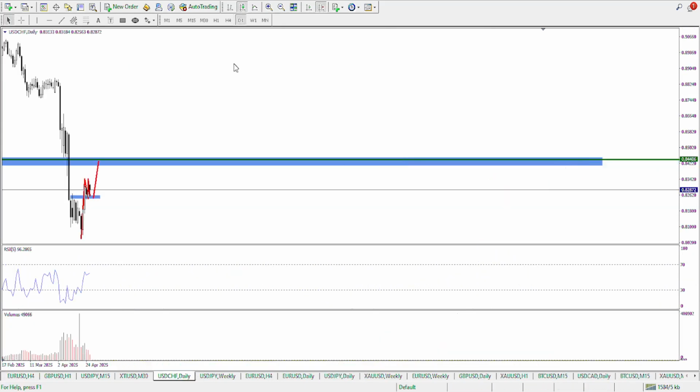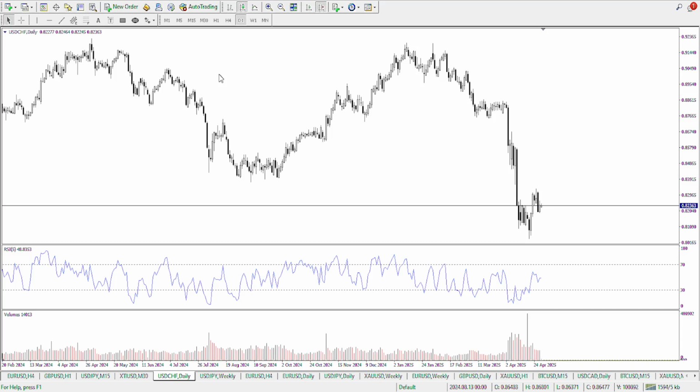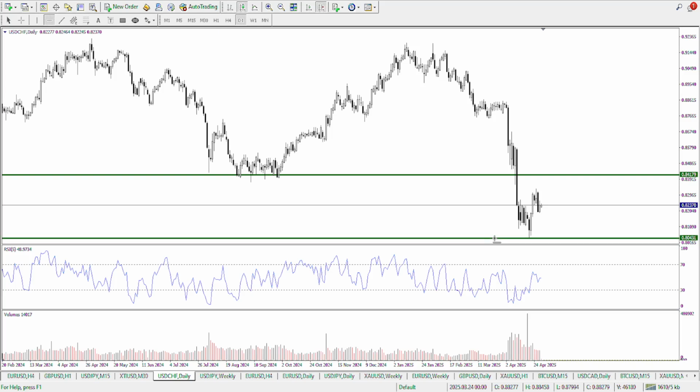Dollar CHF, let's have a look at it on the daily time frame. Let's delete everything. And as per my previous plan, what did I say? That this level is broken, and when price was right here, I gave a buy signal in the group, and right here the market should be giving you 281 pips.